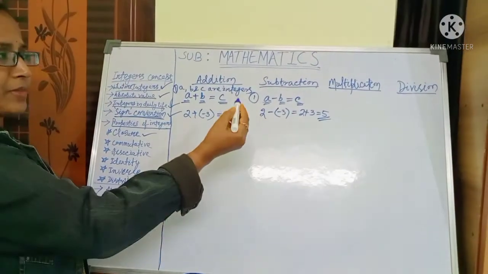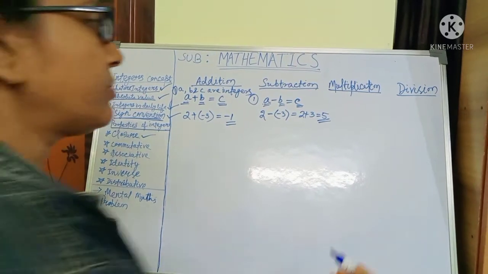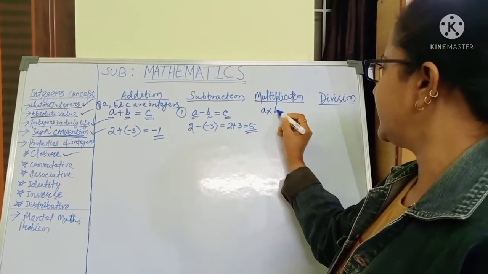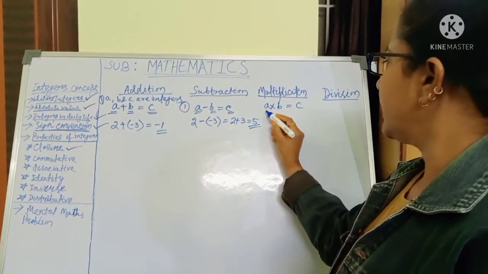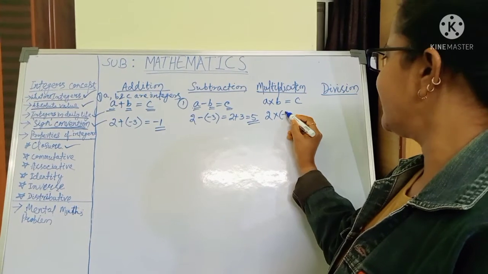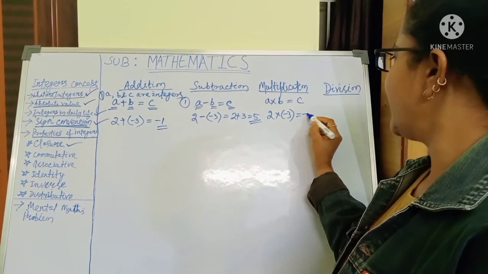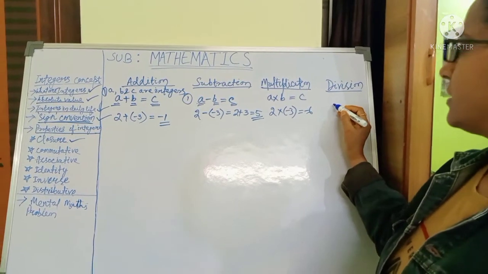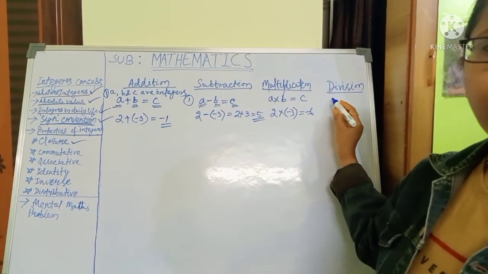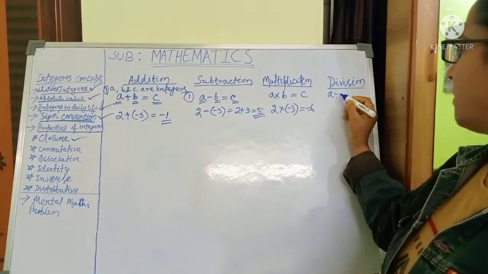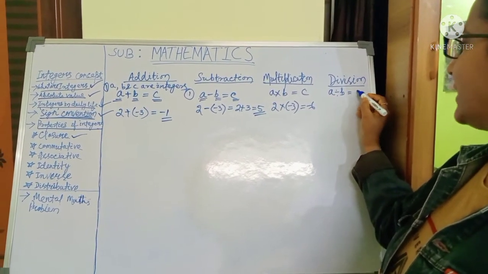The same thing holds for multiplication. For multiplication, we take a into b equal to c. If we take 2 into minus 3, it will be minus 6, which is an integer. But in division, the closure property does not hold good. How? If a divided by b, we do not always get an integer.